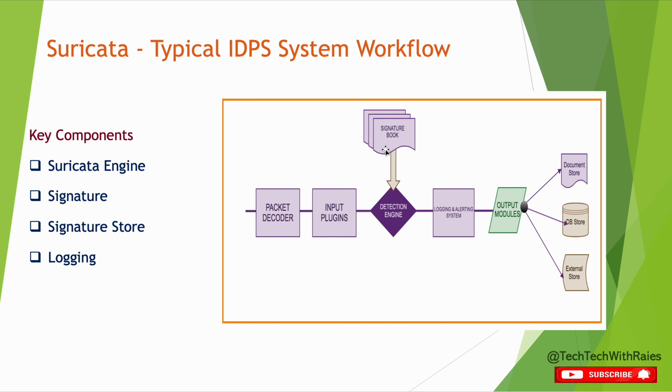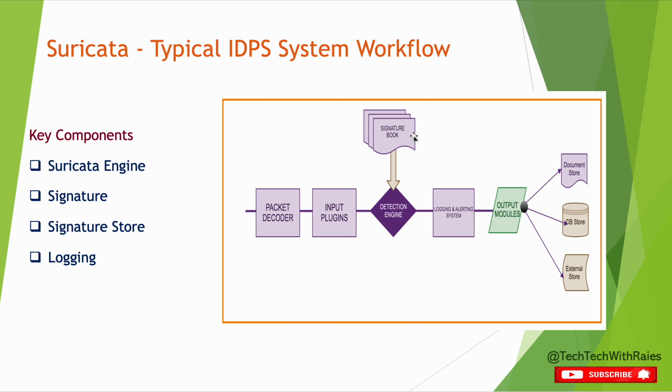Based on the IDS and IPS capabilities, we enable detection or prevention. So whatever packet will come, it will go to the packet decoder. The packet will be decoded. There are different input plugins as well. So at the detection engine level, when the packet reaches, it will immediately contact signatures and see which particular signature is matching, and whatever the action against that signature is.